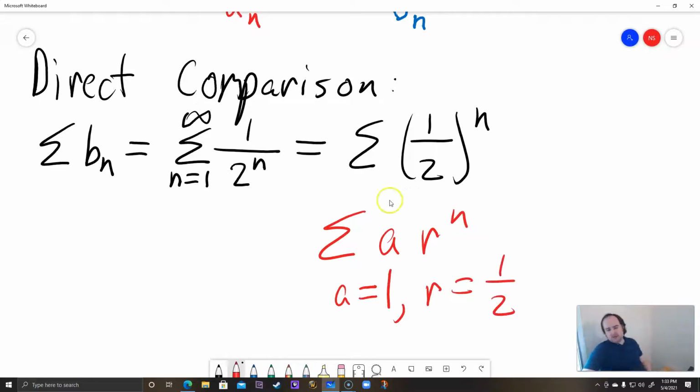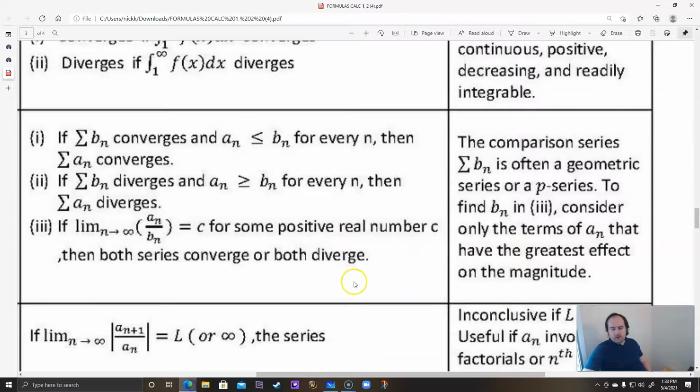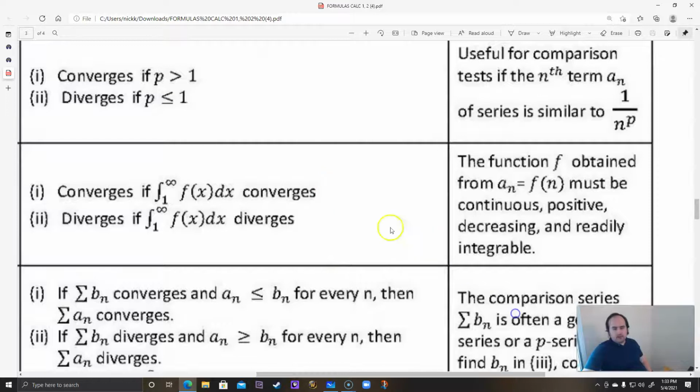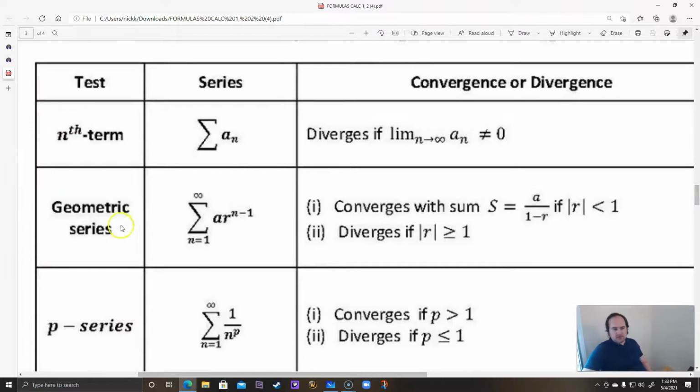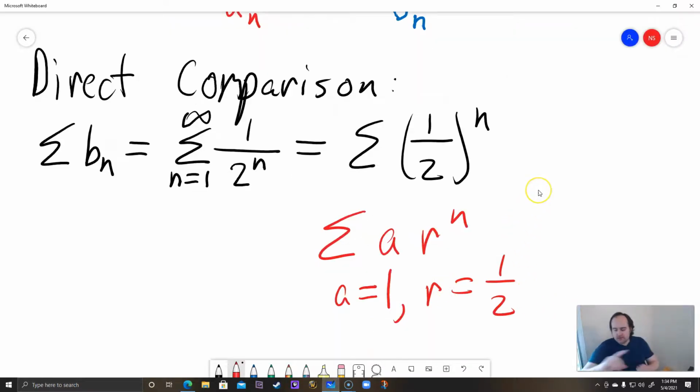Remember, with geometric series, if the absolute value of r is less than 1, then the series is going to converge. If we go up on our formula sheet on the third page to geometric series, the sum of a times r to the n, or a times r to the n minus 1, converges if the absolute value of r is less than 1. We have that here. Since r equals 1/2, the absolute value of r is less than 1.